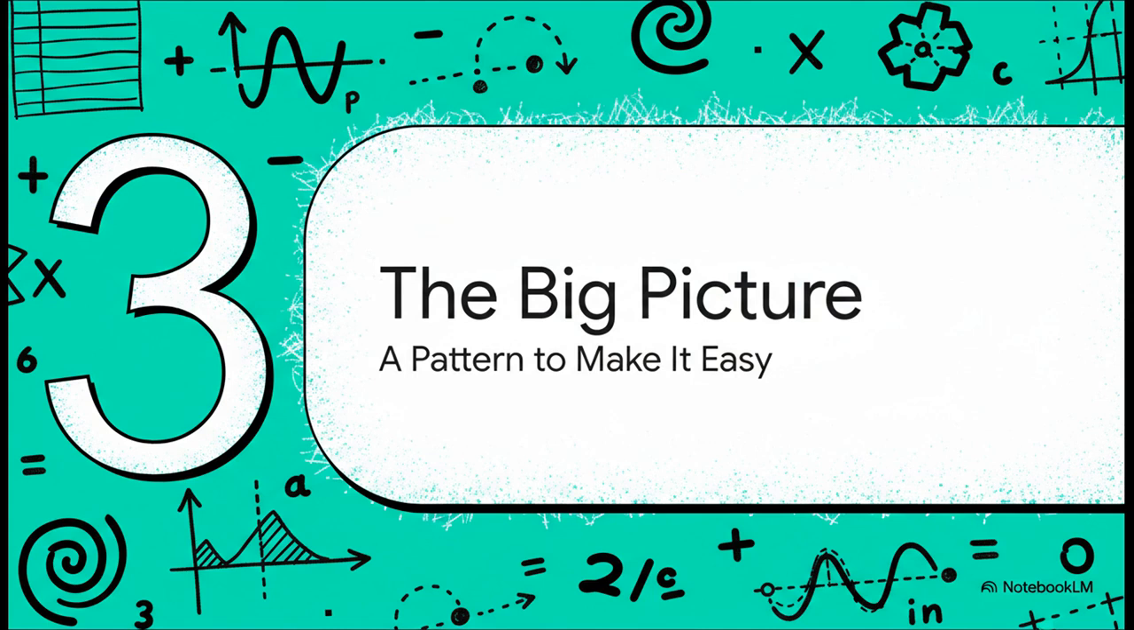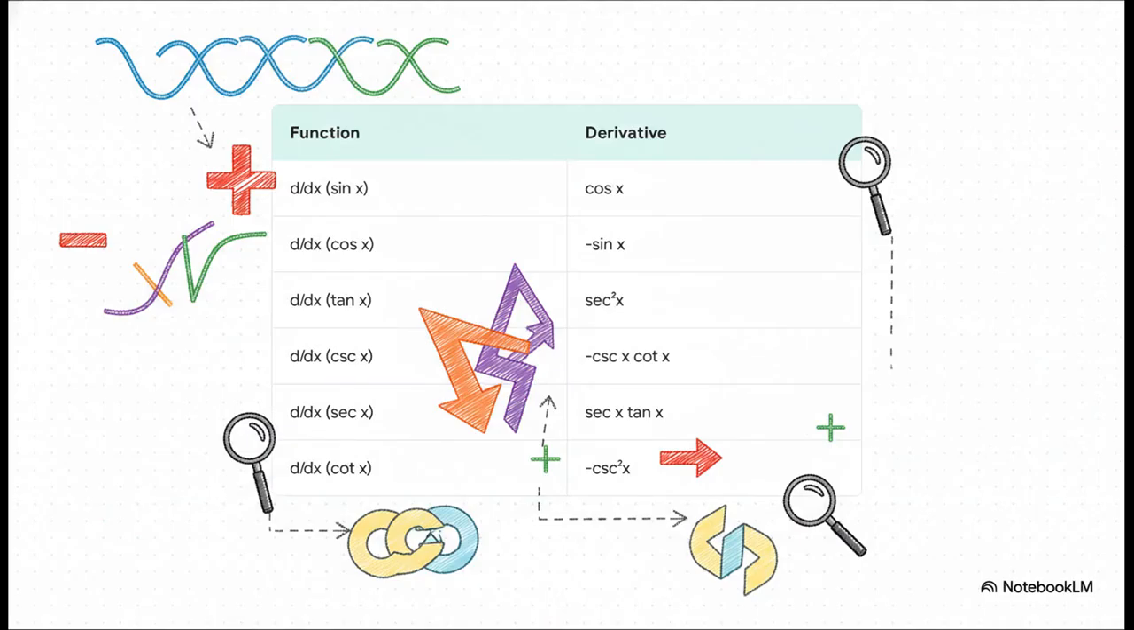Okay, let's get to the big picture now. We're looking for a pattern to make all this easy. Because when you see all 6 derivatives together, it can look, well, a little intimidating. But I promise there's a really simple trick to remembering them all. So here's the full table, all 6 of them. You've got sine, cosine, tangent, cosecant, secant, and cotangent.